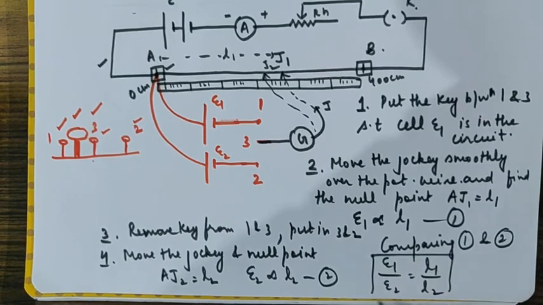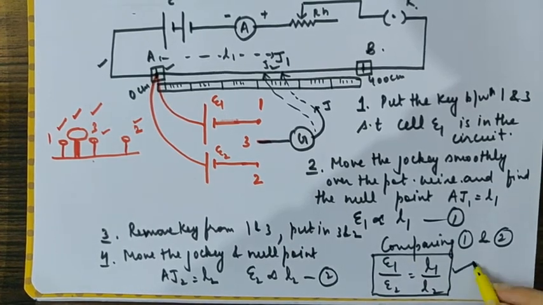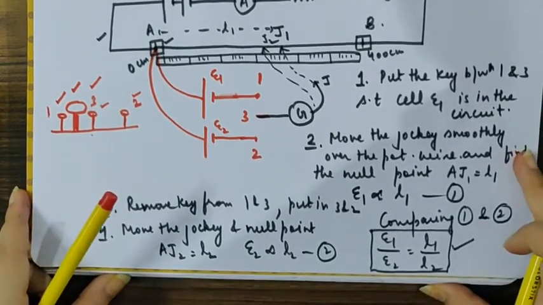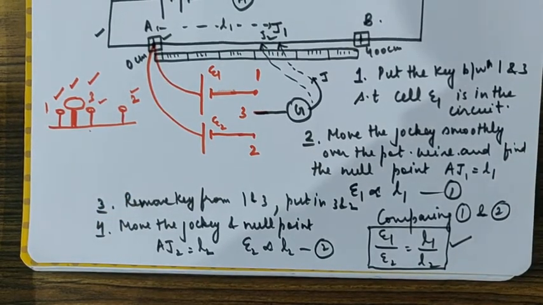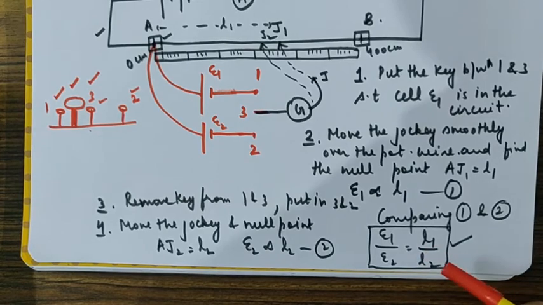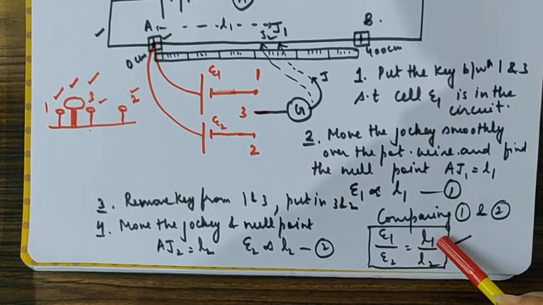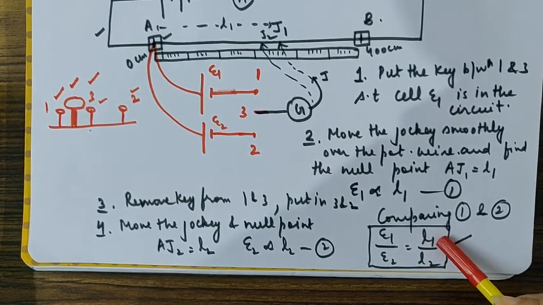So children, this is the final relation that shows you the comparison of EMFs of two cells, and this comparison can be carried out by calculating the null point lengths using the potentiometer.